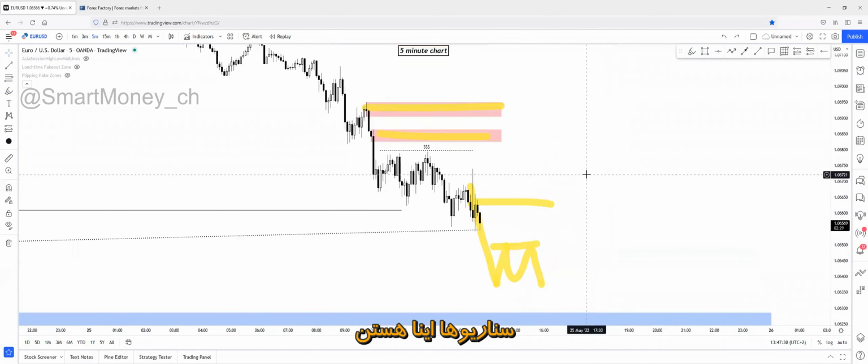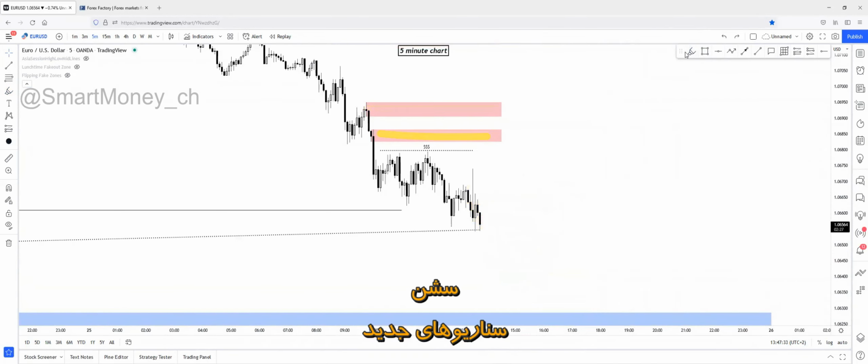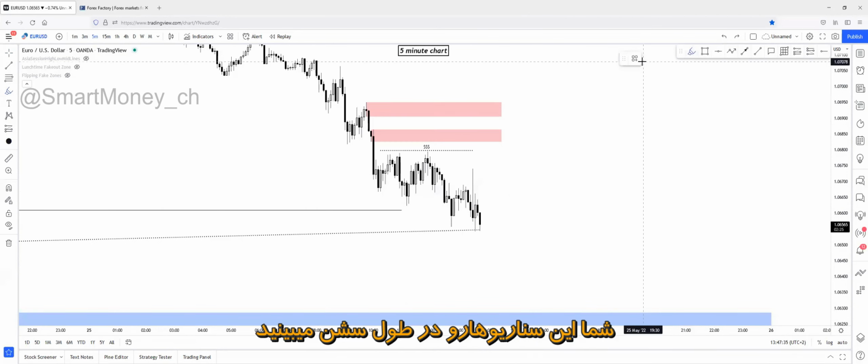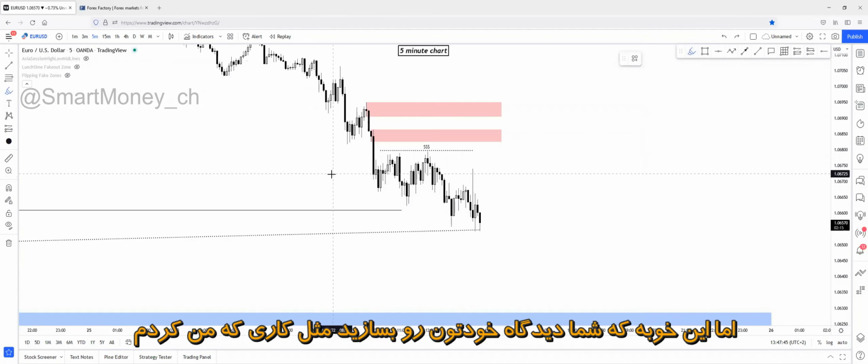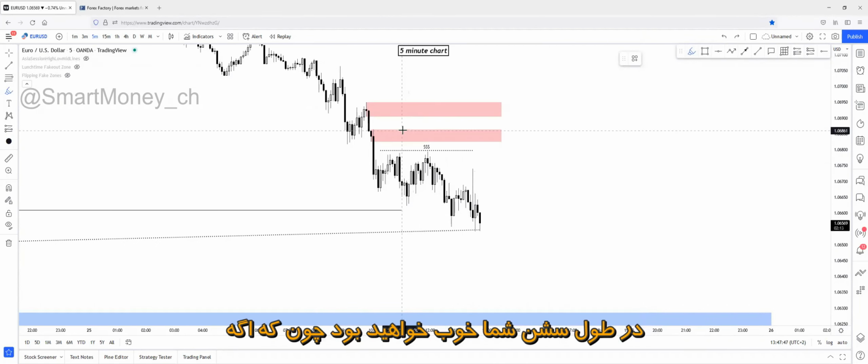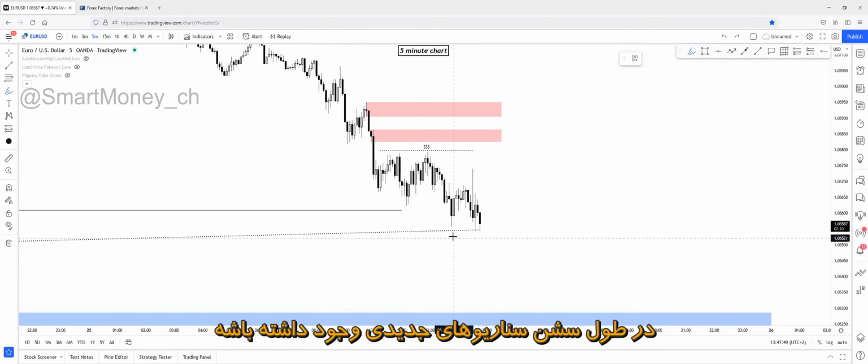These are the scenarios. New scenarios will be lined up during session. You will see new scenarios during the session. So you have to implement your narrative. You have to add new things to your narrative that you built before the session. But that's fine. If you build a narrative just like I did during the session, you will be fine, because there will be a new scenario.